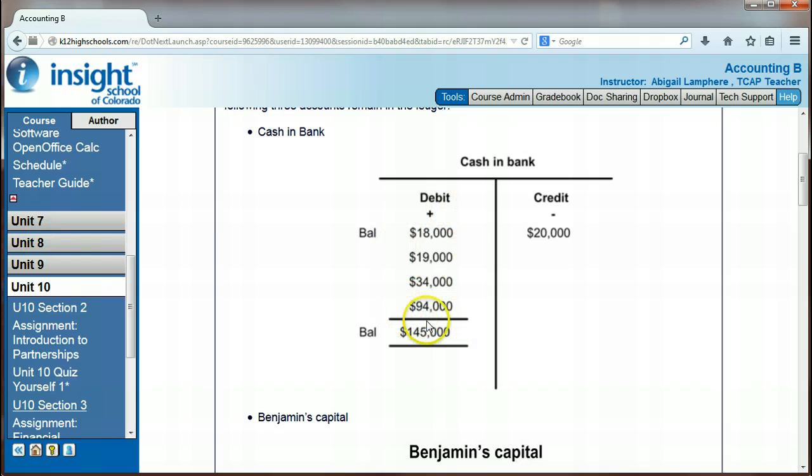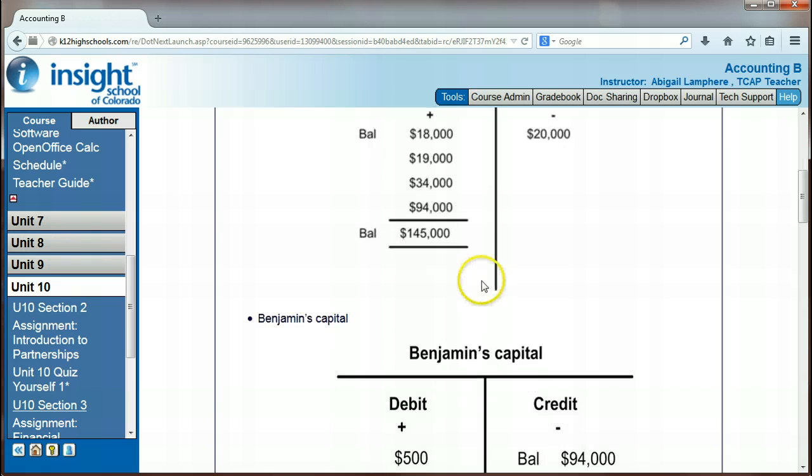So we put all those debits together. We lost $20,000 when we paid off our liabilities, so we add that to our credit column, which gives us an ending balance in our cash in bank of $145,000. We added up all our debits, we subtracted our credits, and it gives us a debit balance of $145,000.